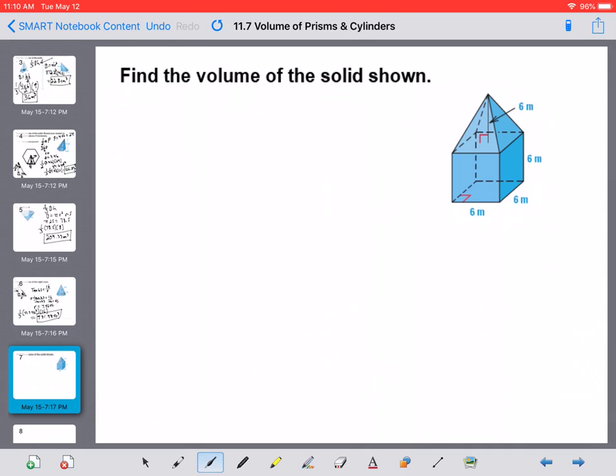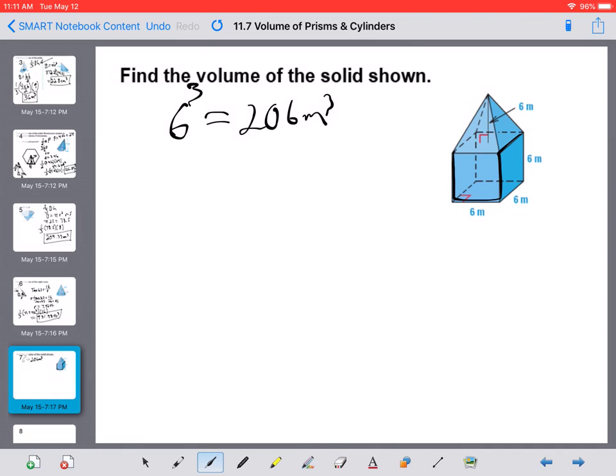Now in this case, it wants to find the volume of the entire solid shown. Now, I'm going to break that into 2 different figures. First, we have a cube. Okay, and the cube's volume is equal to the length of its sides, cubed. So 6 cubed equals 216. So that was easy. For the cube, we have 216, and we're in meters cubed. So we found the first one.